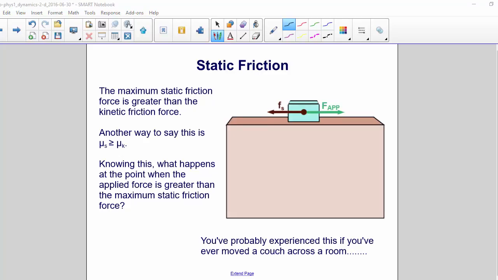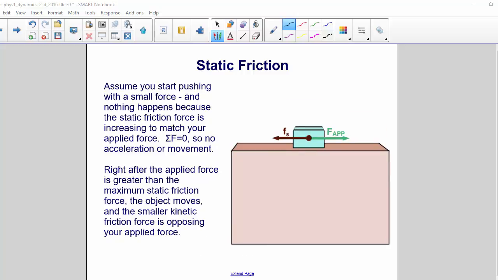The maximum static friction force is greater than the kinetic friction force. Another way to say this is that the coefficient of static friction is greater than the coefficient of kinetic friction. So knowing this, what happens at the point when the applied force is greater than the maximum static friction force? You've probably experienced this if you've ever moved a couch or some other heavy object across a room.